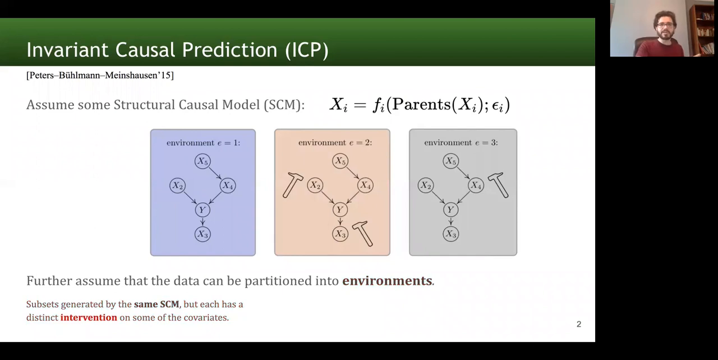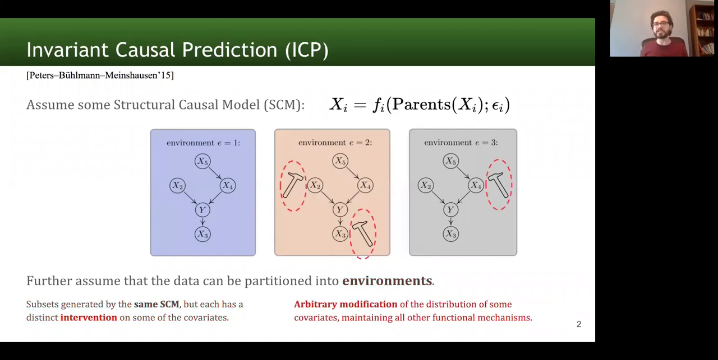Okay, so what is an intervention? An intervention is an arbitrary modification of the distribution of some of these covariates.